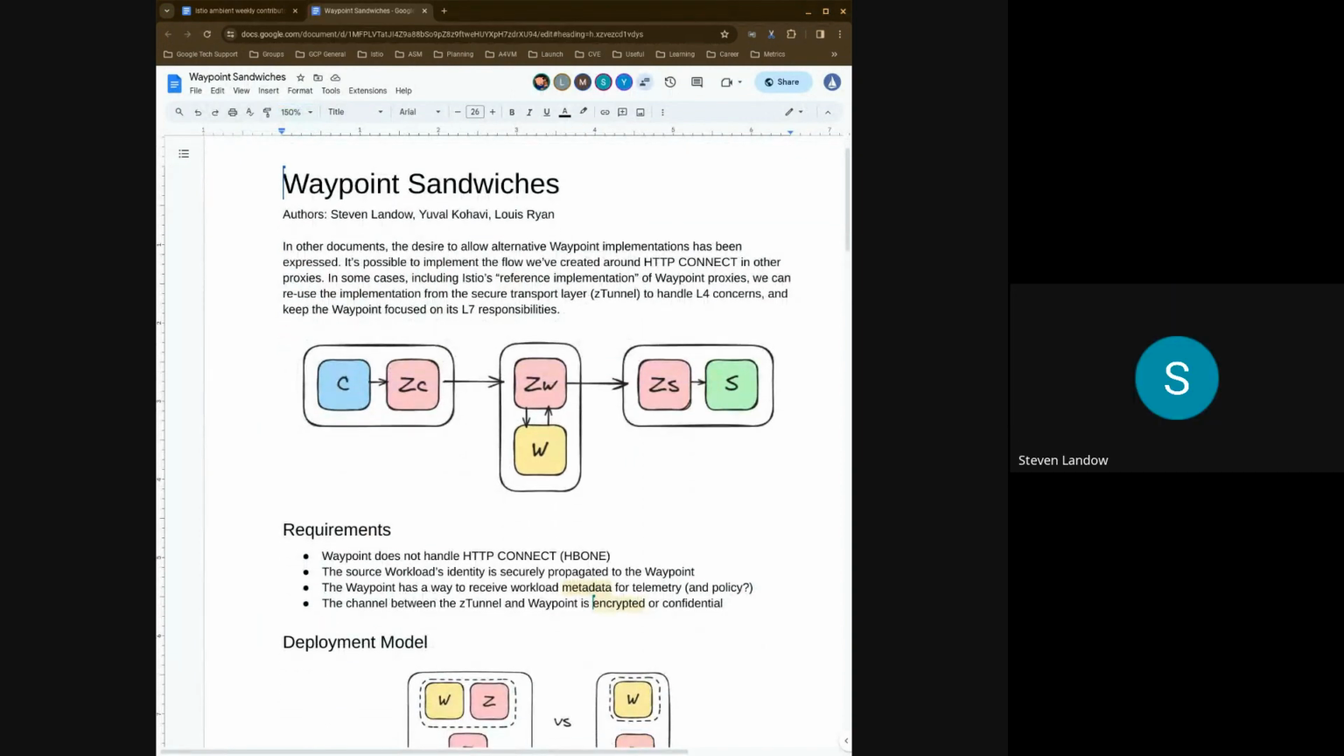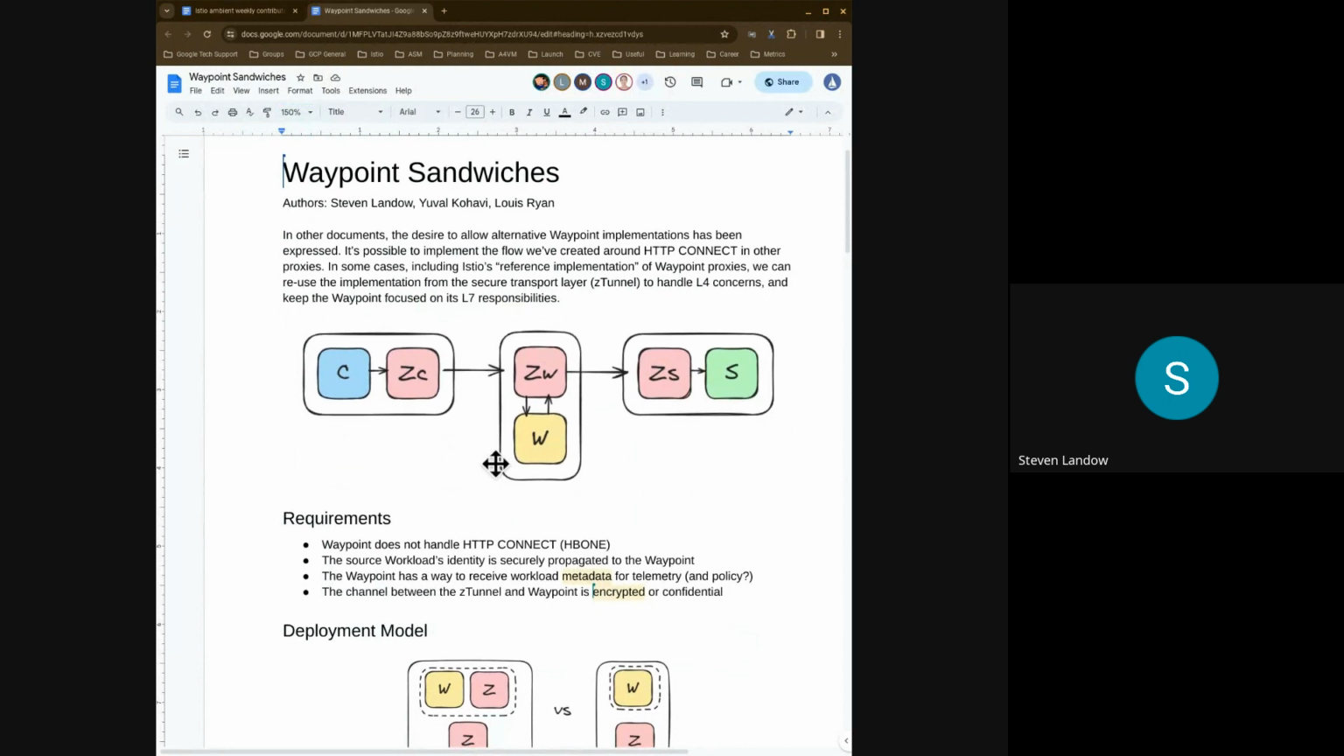I'm pretty sure everybody at this point is familiar with the general idea of sandwiching. cTunnel handles all the encryption, and then the waypoint can take it over. We have two ways we could do it. We could either have the waypoint use the node cTunnel, so the waypoint would just behave like any other app in the mesh, or we could use zTunnel code and run something like zTunnel as a sidecar to the waypoint.